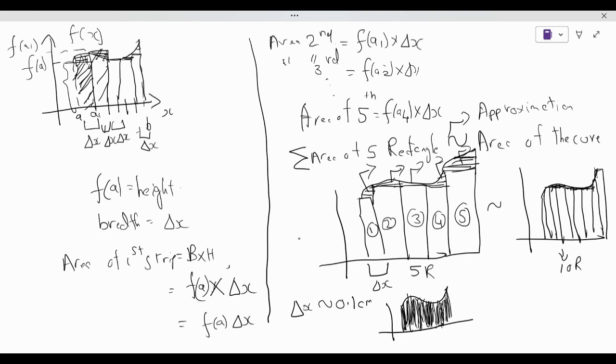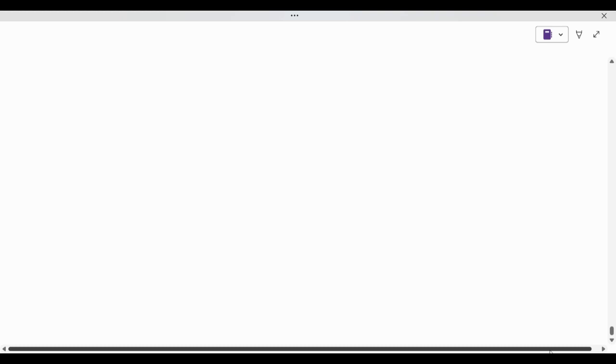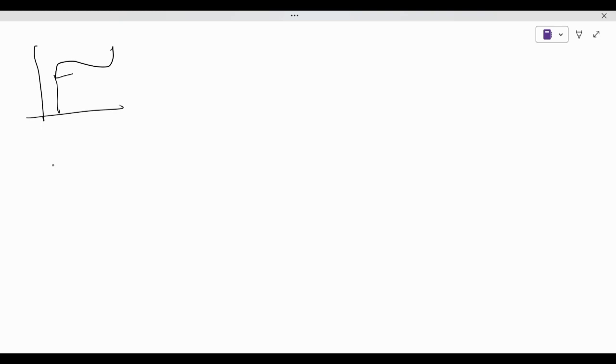See, if you have not understood, I'll draw it once again. Just follow me. In the previous curve, what I have done is taken a curve divided into 5 rectangles. These are the area of the curve left out. These are the left out regions of the curve. This is 5 rectangles.